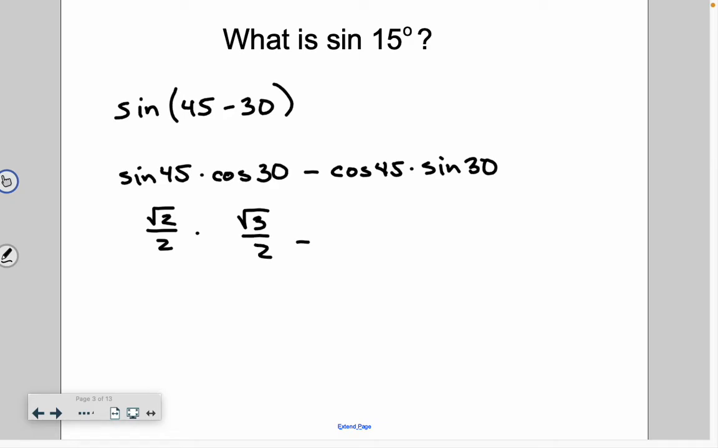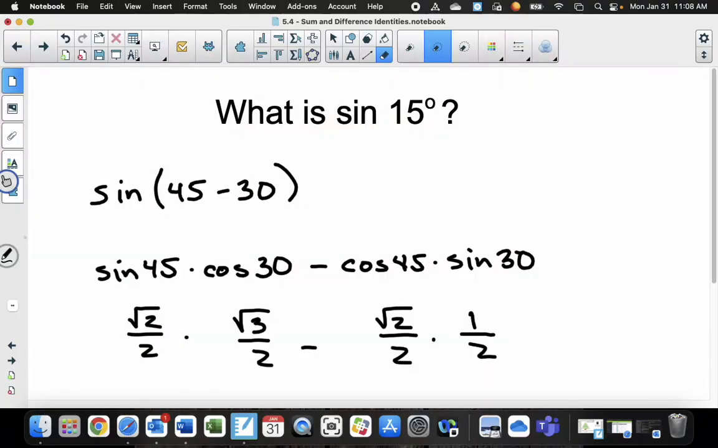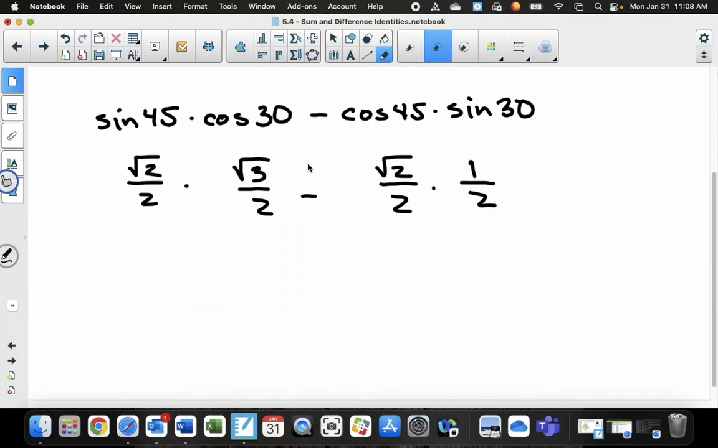Minus cosine of 45 degrees, square root of 2 over 2, times the sine of 30 degrees, which is 1/2. Okay. So we kind of reworked the problem a little bit so that we could end up getting some different answers. And now at this point, we're going to basically clean everything up.